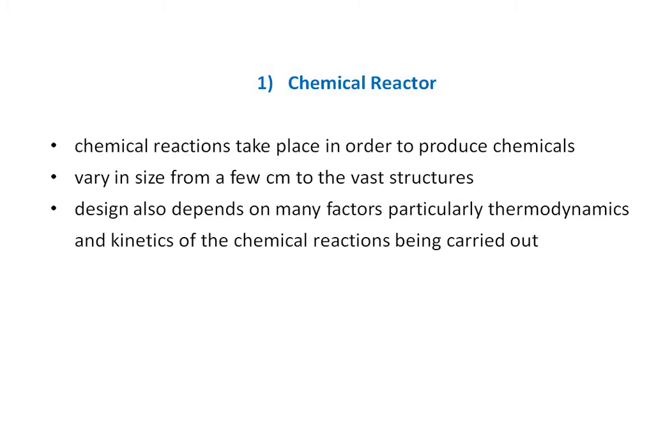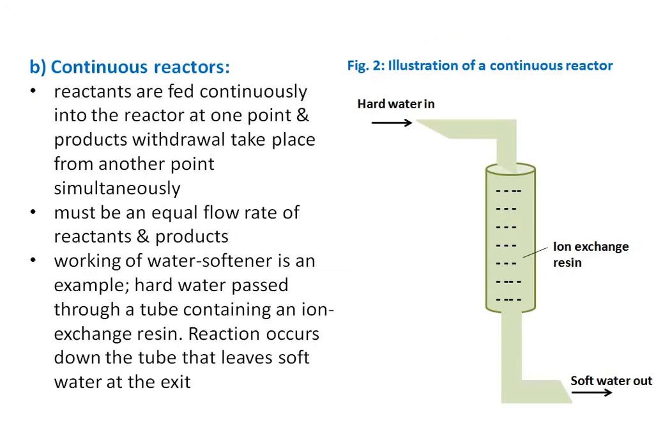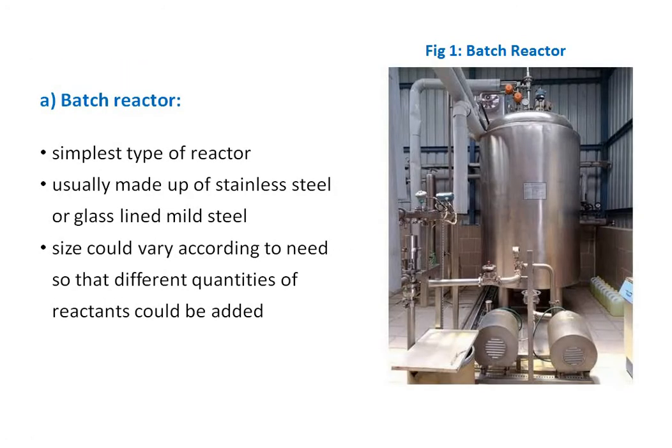There are two main types of reactors used in the industries. These are the batch reactor and the continuous reactor. First, we will discuss the batch reactor. The batch reactor is the simplest type of reactor. This is a view of a batch reactor, usually made of stainless steel or glass lined mild steel. Their size could also vary according to the need. So different quantities of the reactants could be added and the reaction can take place according to the need of the manufacturer.